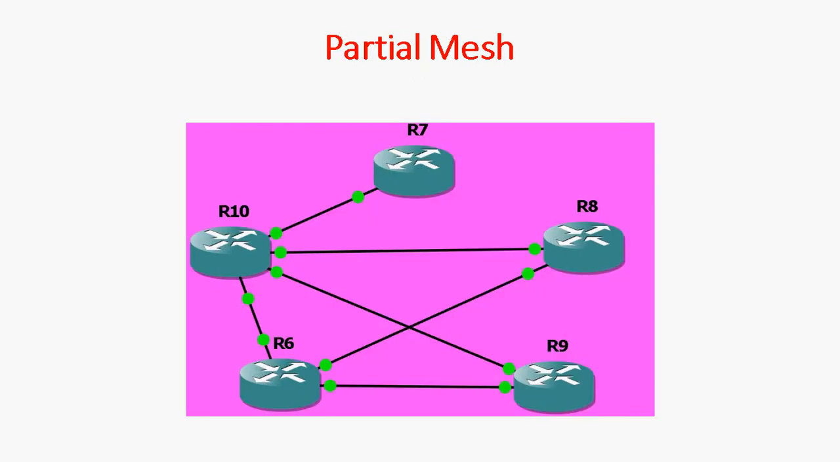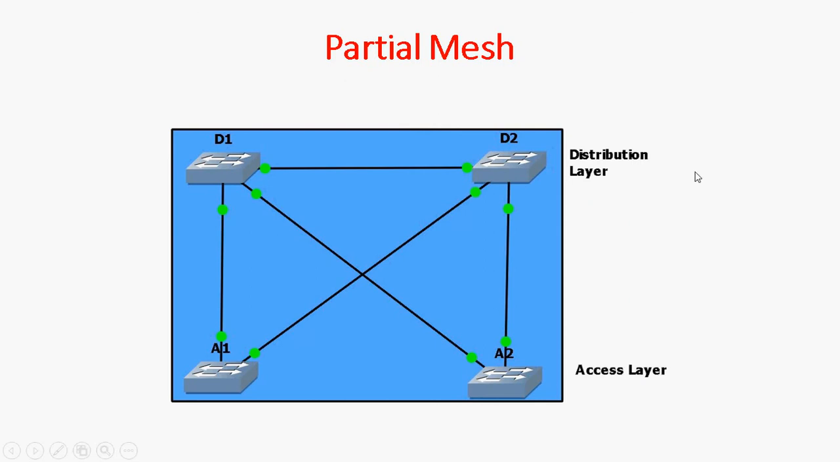Next one, partial mesh. Partial mesh is an alternative to full mesh. In partial mesh, only particular devices are connected to all other devices, and some of the devices are not connected. In this topology, you can see routers R10 and R6 are more important. That's why these routers are connected to all other routers. But R7, R8 and R9 are lower priority, so they are connected only to R6 and R10. Consider this an example of partial mesh topology.